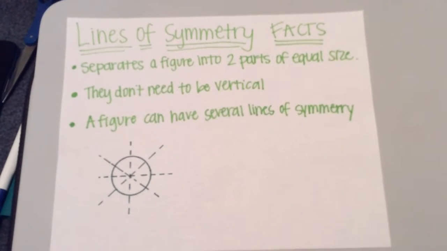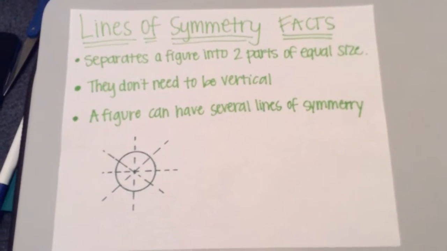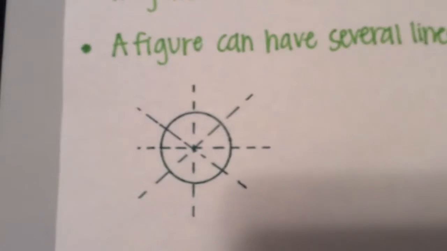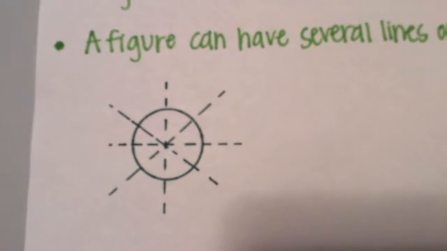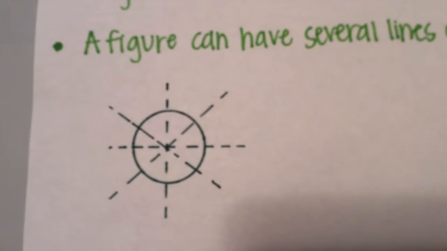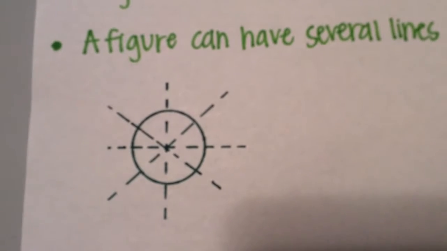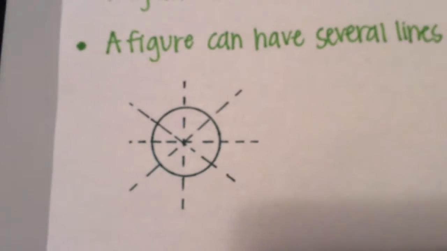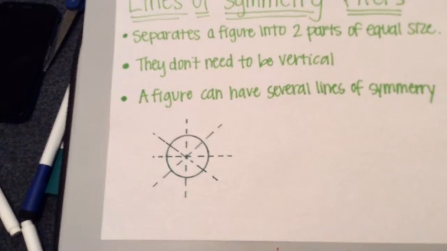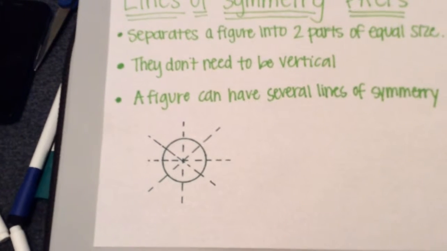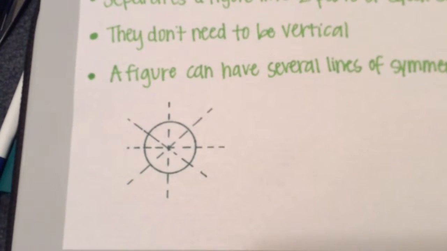And a figure can have several lines of symmetry, seen in the circle. See how it has a horizontal, a vertical, and two diagonals. Cutting it into multiple pieces, but each line of symmetry cuts the circle into two parts.